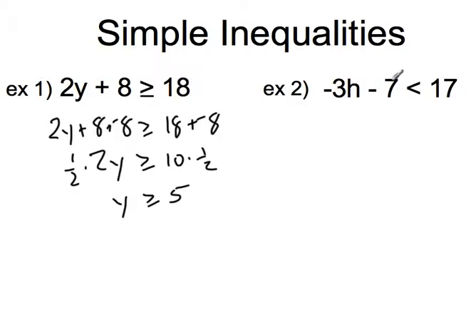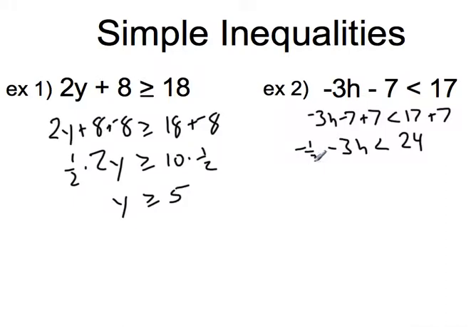Now let's do this one over here. So again, we need to isolate the h. Let's first start by using the addition property of inequality to get rid of the 7. So we're going to add a positive 7, and we have to balance that off by adding a positive 7 to this side too. So here we just get negative 3h, and over here we get 24. Alright, now we need to get rid of this negative 3, so using the multiplication property of inequality, we're going to multiply by negative 1/3, and we have to multiply this side by negative 1/3 as well.